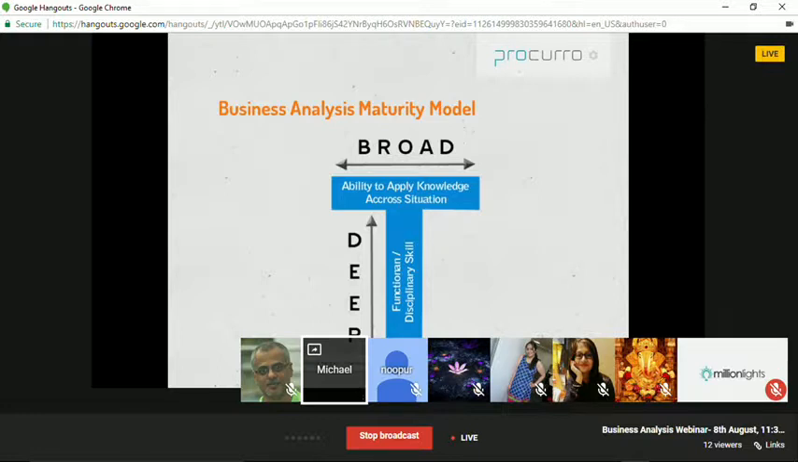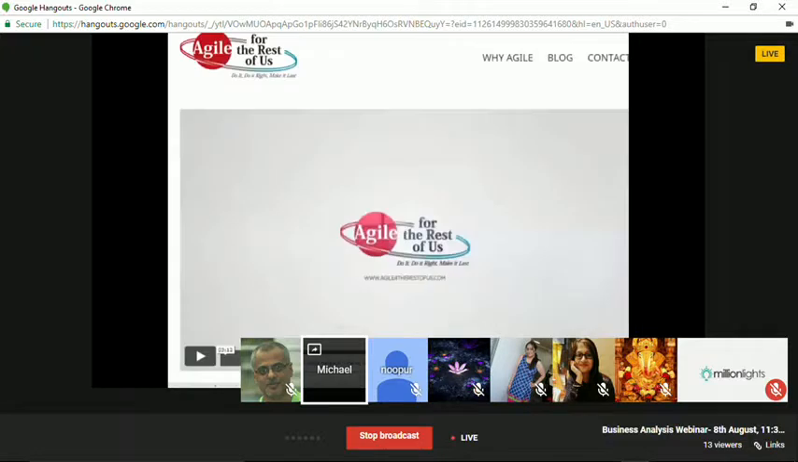So that would be the contents to be found within the business analysis maturity model. And perhaps we can go ahead and move on to any possible questions you might have.